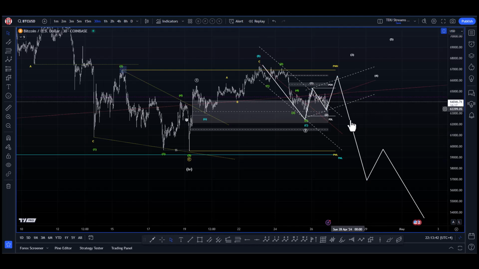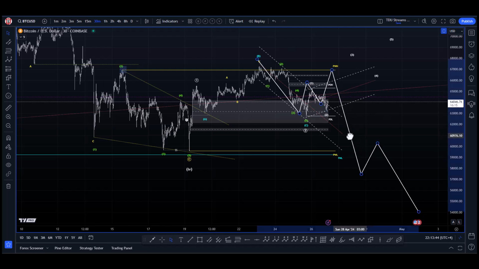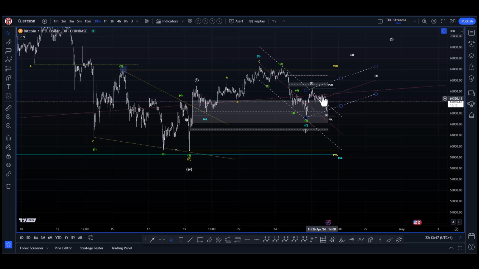Bitcoin can do some weird things. We've got the halving. We've got all these other variables in the market. But again, there's no reason to assume otherwise.